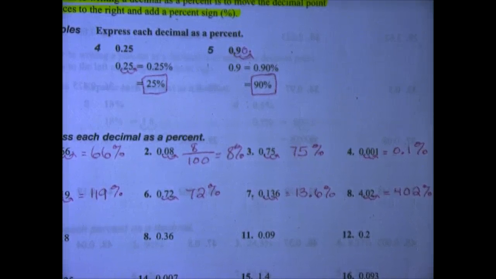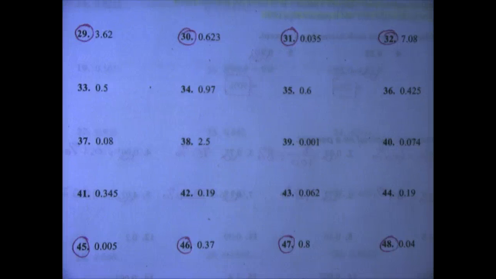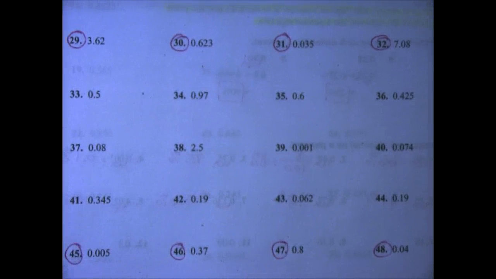So if you understand it and you don't need to go back and review, you can go ahead and turn to page 68 and I'll give you the homework. Okay, so now we're on page 68 for skill 34, and the problems I would like for you to do are circled: 17, 18, 19, 20, 29, 30, 31, 32, 45, 46, 47, and 48.